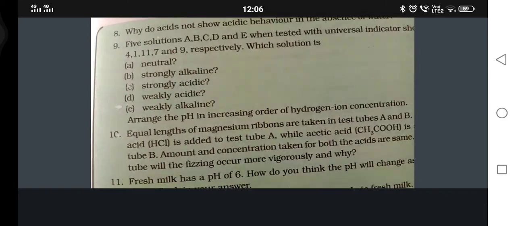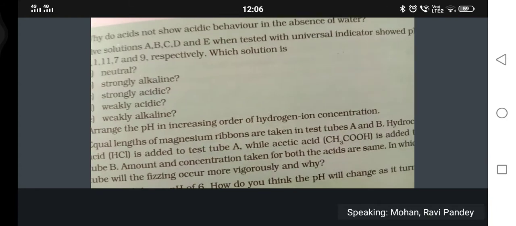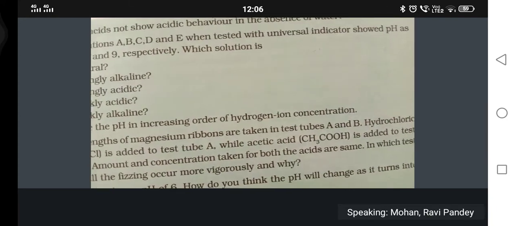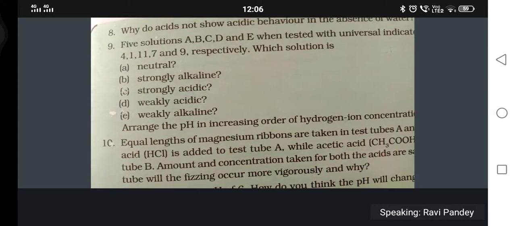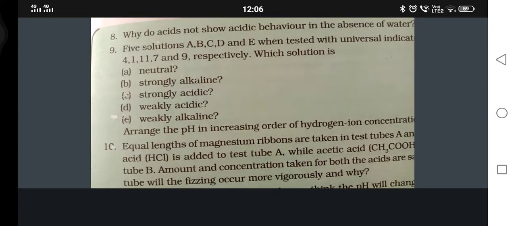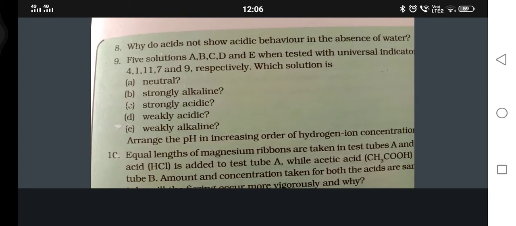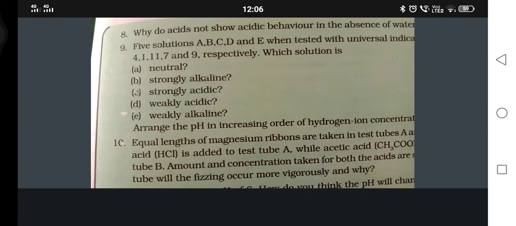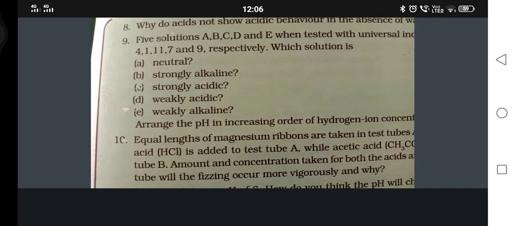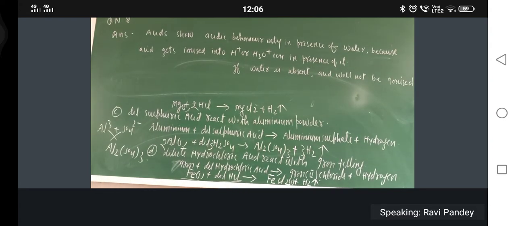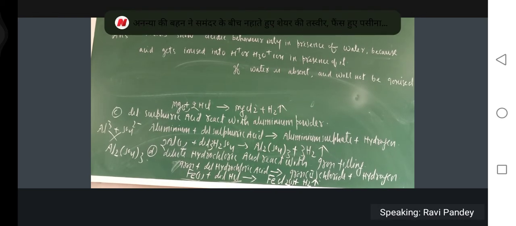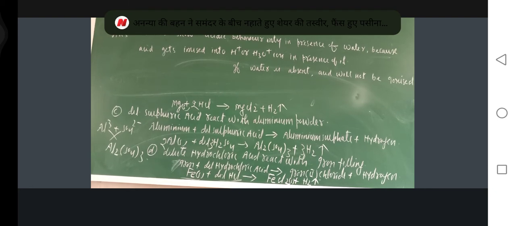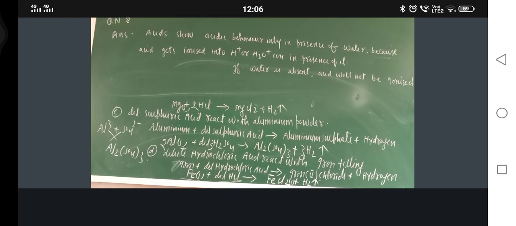5 solutions A, B, C, D and E when tested with universal indicator showed pH as 4, 1, 11, 7 and 9 respectively. Which solution is neutral? Strongly alkaline, strongly acidic, weakly alkaline. So you know, just see, greater the pH, means it will be strongly basic or alkaline. Lesser the pH, solution will be strongly acidic. Correct or not?